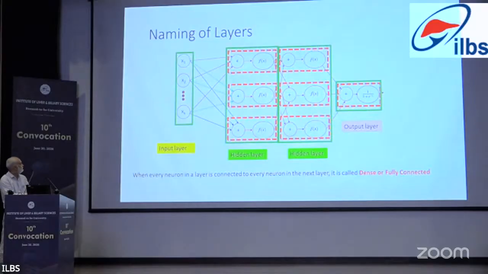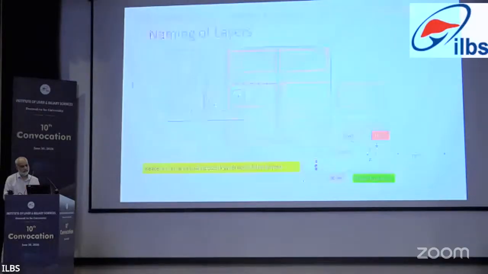So once again, naming of the layers: input layer, this is the hidden layer, this is hidden layer 2, and this is the output layer. Now, when every neuron is connected to each other, then it is called the dense or fully connected layer. So dense means everything is connected to each other, it is dense.